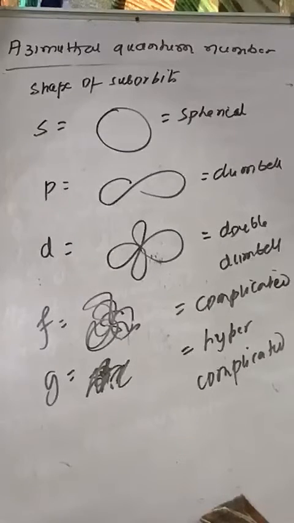Orbit number. And once n is orbit number, you can easily go on putting in the values of n, and you can get the values of L to be 0, 1, 2, 3 like that. And that we prove that the orbit number will always be equal to the suborbit number. And the shapes are represented in the form of alphabetical notation of S, P, D, F and G, and subsequently written in the form of shapes like this: spherical, dumbbell, double dumbbell, complicated and hyper complicated. Tomorrow we start with the magnetic quantum number.